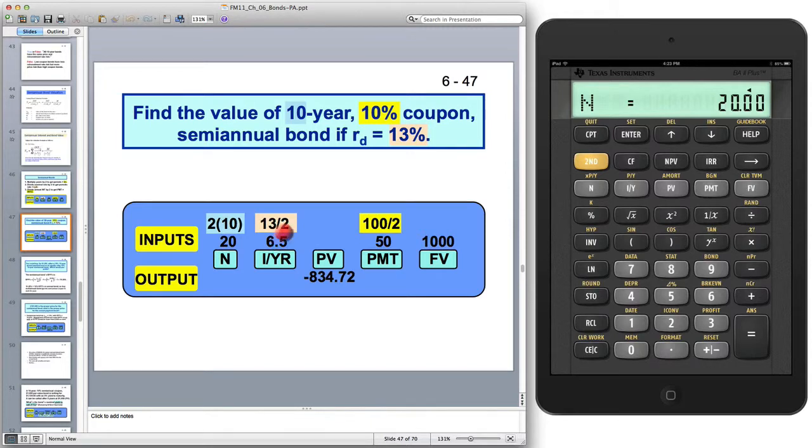The discount rate, the annual discount rate is given as 13. That has to be adjusted to 13 divided by 2, that's 6.5 IY. So then you do 6.5. See, I made a mistake, it's 6.5. You don't have to erase everything, just use the back arrow button here, sort of like backspace. 6.5, and that's your IY.